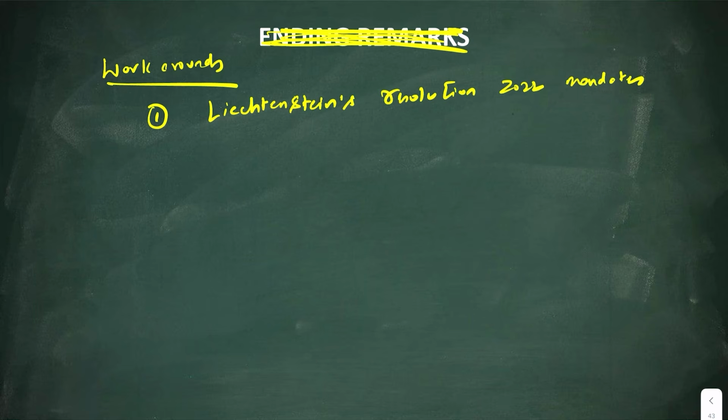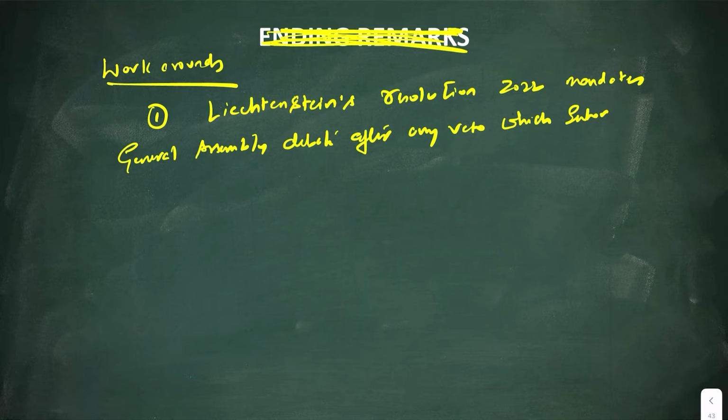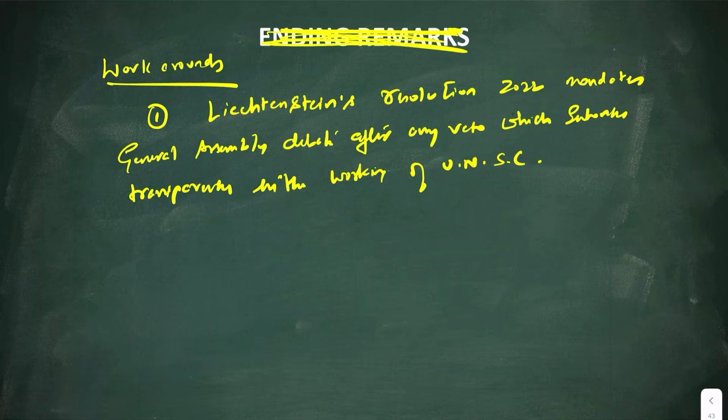Okay, so in the workarounds, the first one you can say is Liechtenstein's resolution 2022 mandates General Assembly debate after any veto which enhances transparency in the working of United Nations Security Council. Okay, so this is one workaround.